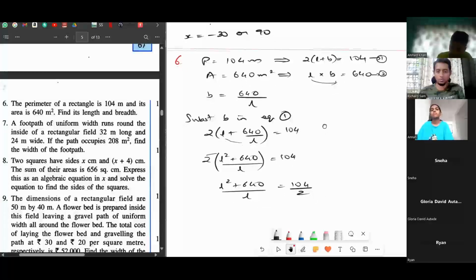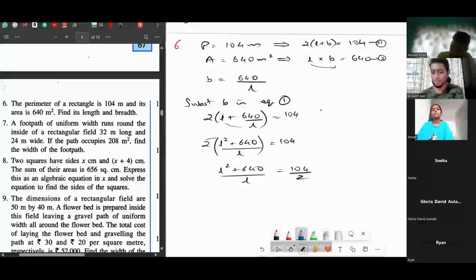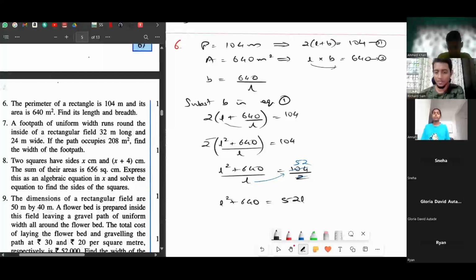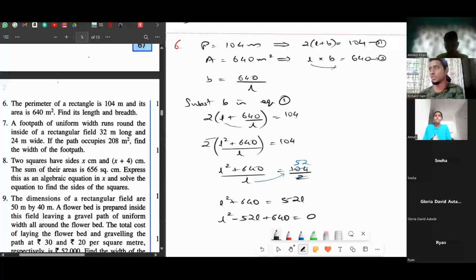Next, what to do? So that will become 52. Now L will multiply on that side. So L square plus 640 is equal to 52L. Take the 52L on the left side. L square minus 52L plus 640 equal to 0. This is your quadratic equation. Write down this much. You can complete it later on at home.